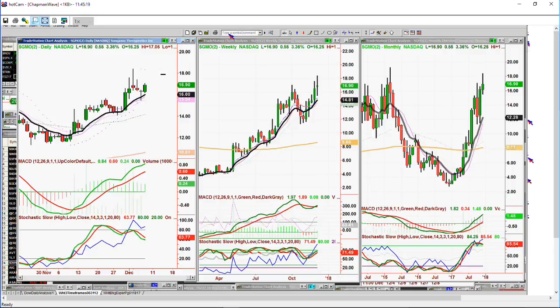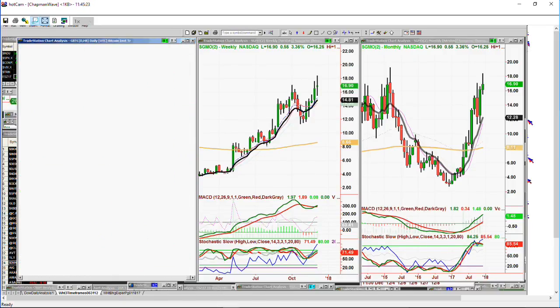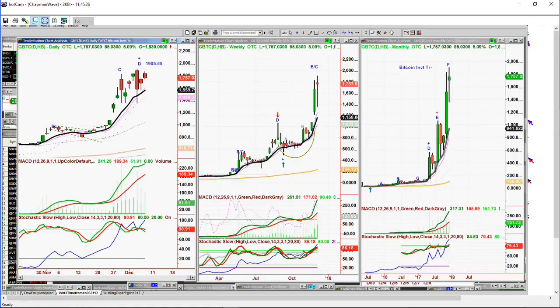Now, let's just do this. A lot of people have been asking me about this. I discussed it. I showed it to subscribers a long time ago. We have not been in it. I missed what would have been a great entry, and I'm not sure how long I would have kept it, but it's GBTC. This is the Bitcoin Investment Trust. Now, everywhere you go, it's being spoken about.